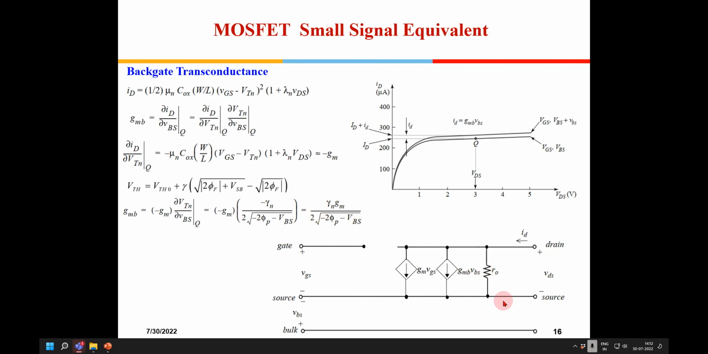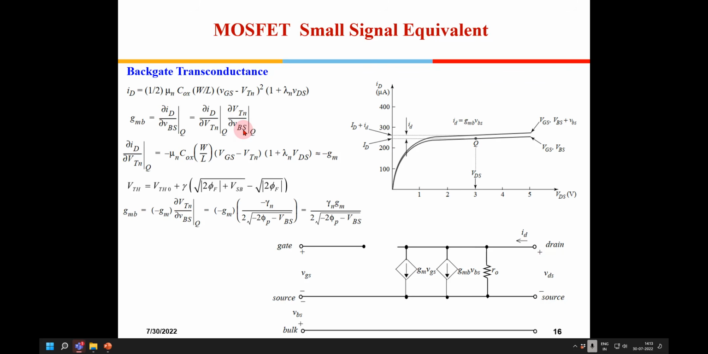I am sharing these slides. It is a very, very simple thing which has been done, right? Here, because I want to find the change in the current when I am changing V_BS, and in this equation there is no V_BS, what is going to vary here? Only V_TN. So I am taking this as a variable and differentiating it once, and then again multiplying it by dV_TN divided by dV_BS.